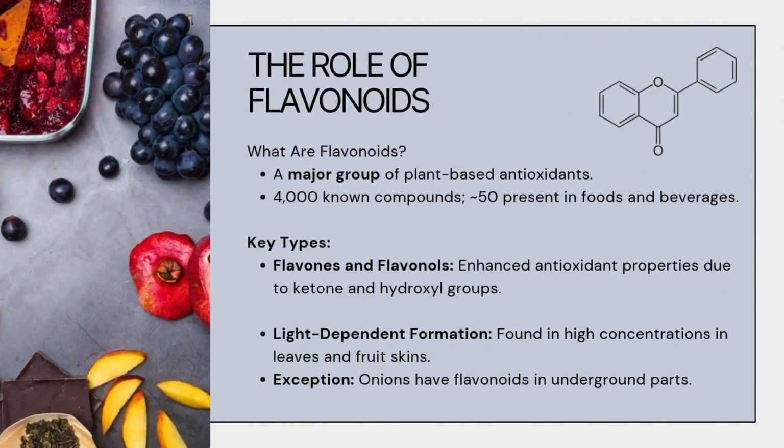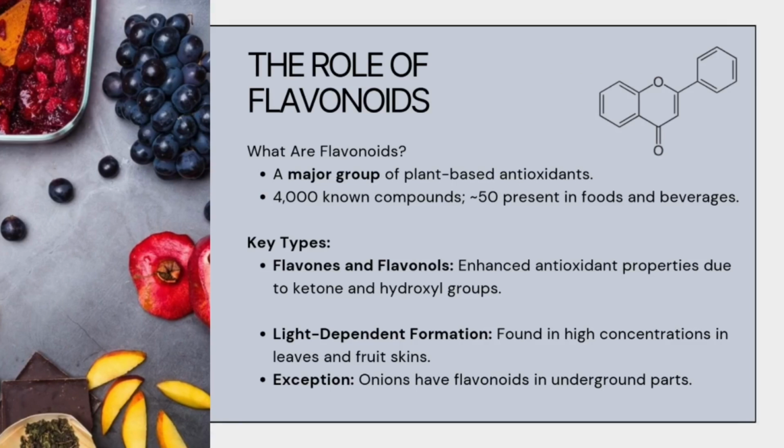A major group of phytochemicals are the flavonoids, of which more than 4,000 individual compounds are known. All flavonoids are antioxidants, but some are stronger antioxidants than others, depending on their molecular structure. About 50 flavonoids are present in foods and in beverages derived from plants. Of particular importance as antioxidants in foods are flavonoids known as flavones and flavonols.